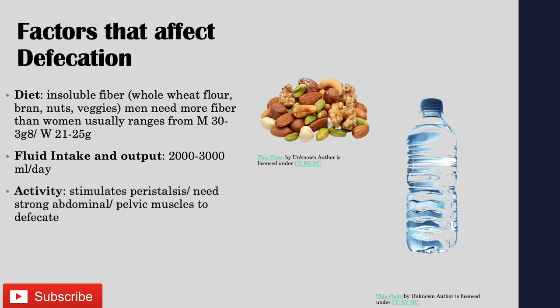And activity also helps to stimulate peristalsis, which can encourage defecation. So if you live a sedentary life, you're more prone to constipation. And if you are experiencing constipation, if you increase your activity level, you can encourage peristalsis and encourage defecation. And also you can include strength training exercises, because this can help to build strong abdominal and pelvic muscles that are needed to facilitate defecation as well.